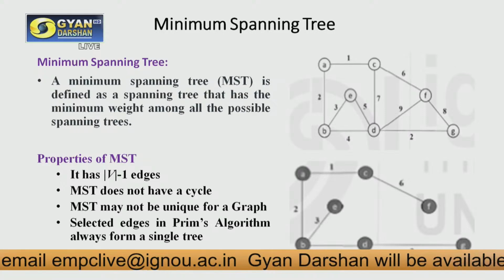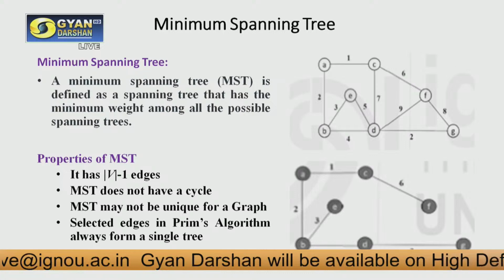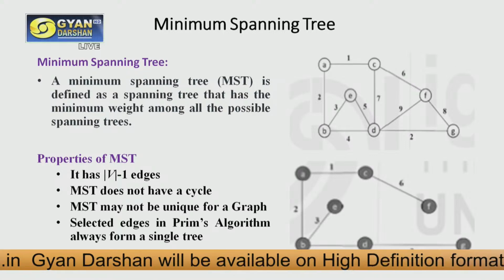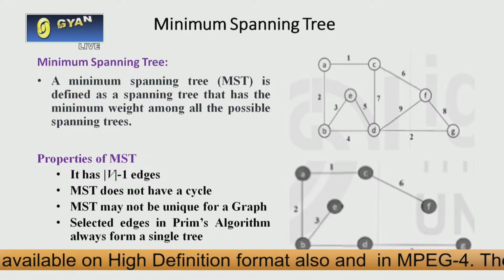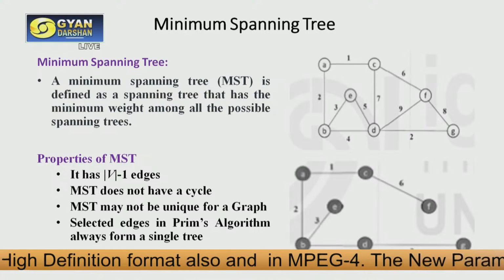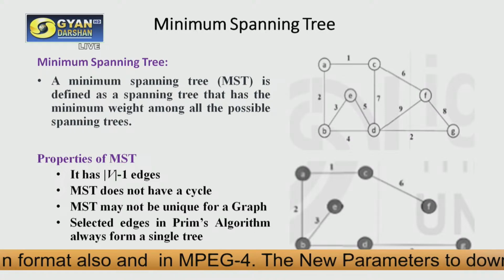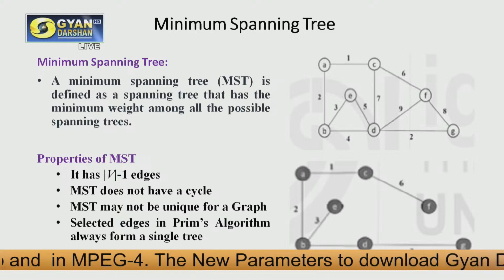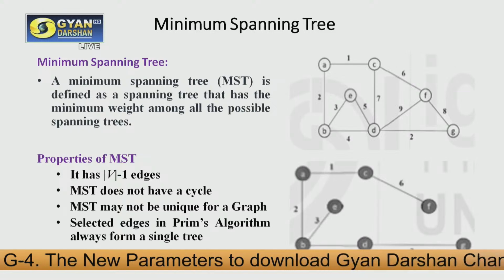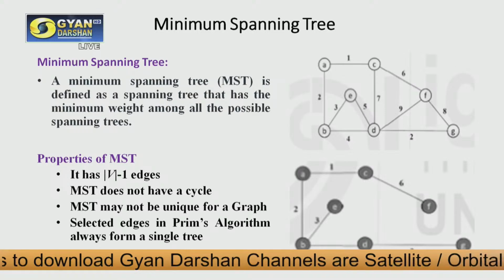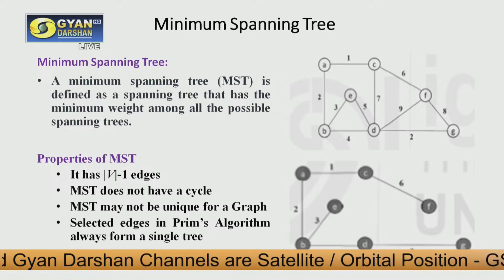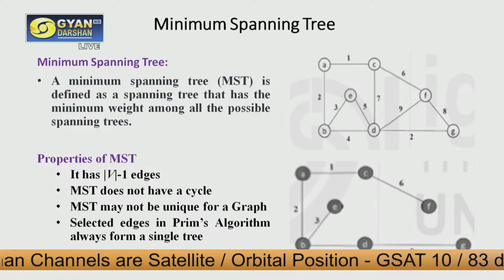And MST may not be unique for a graph. There may be sometimes more than one minimum spanning tree possible for a given weighted graph. And selected edges. So today we are going to discuss Prim's algorithm basically to create the minimum spanning tree. So selected edges in Prim's algorithm always form a single tree.